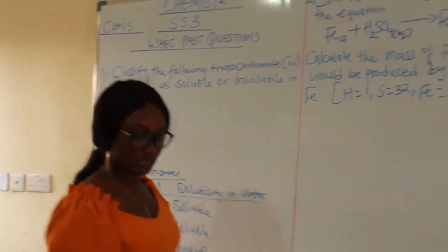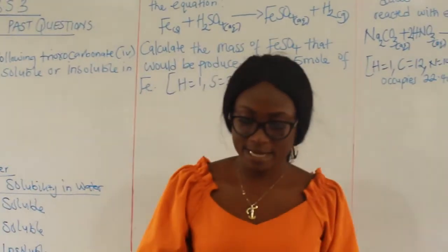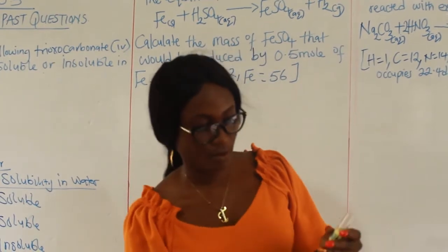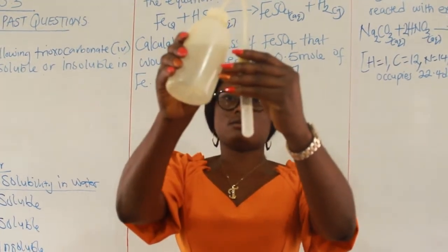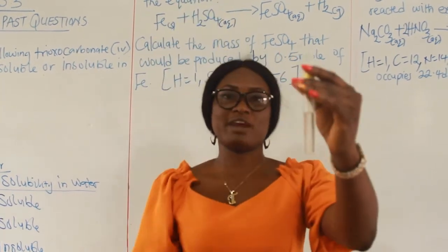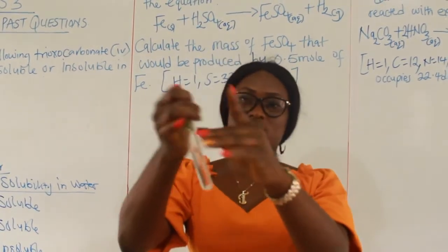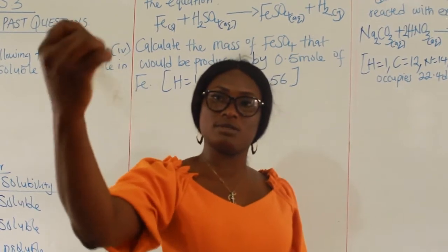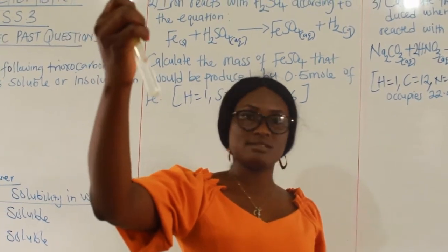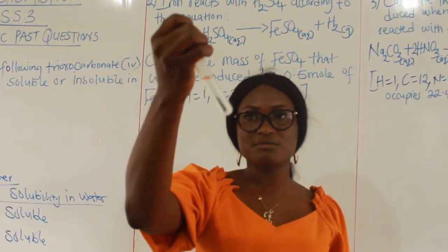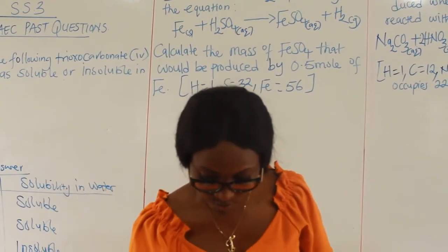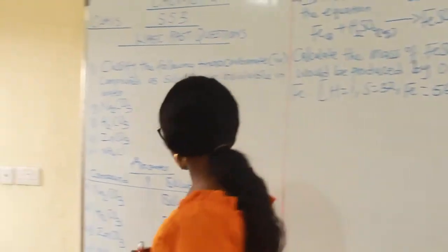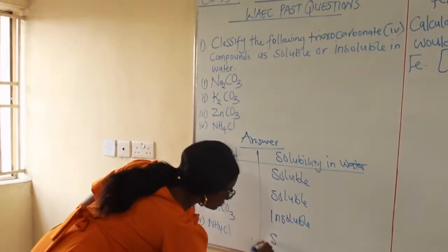The last one is ammonium chloride. So we do the same thing. We add water and observe. Wow, this one is also very fast. We started with white salt, and this is what we have at the end. Dissolved. Okay, so this is soluble in water. Ammonium chloride is soluble in water. You write there, soluble in water.